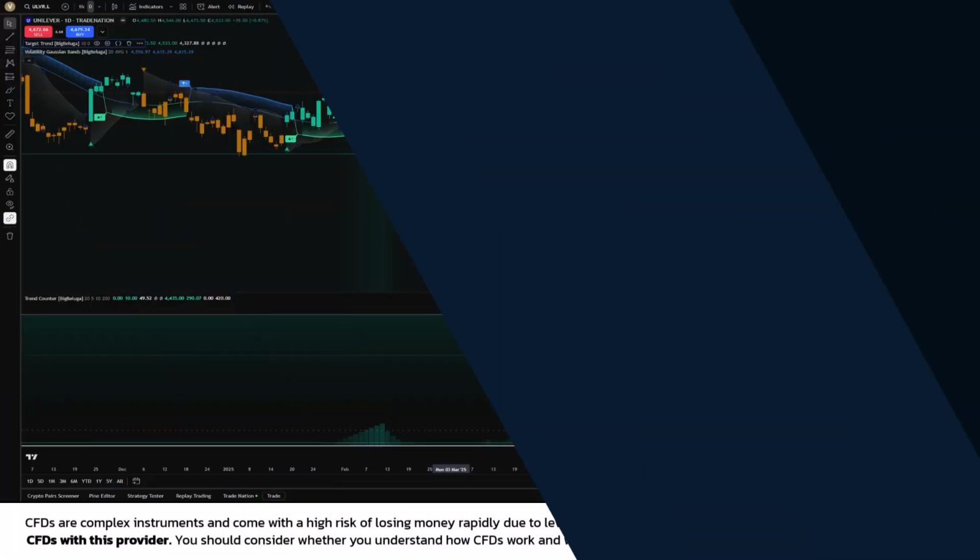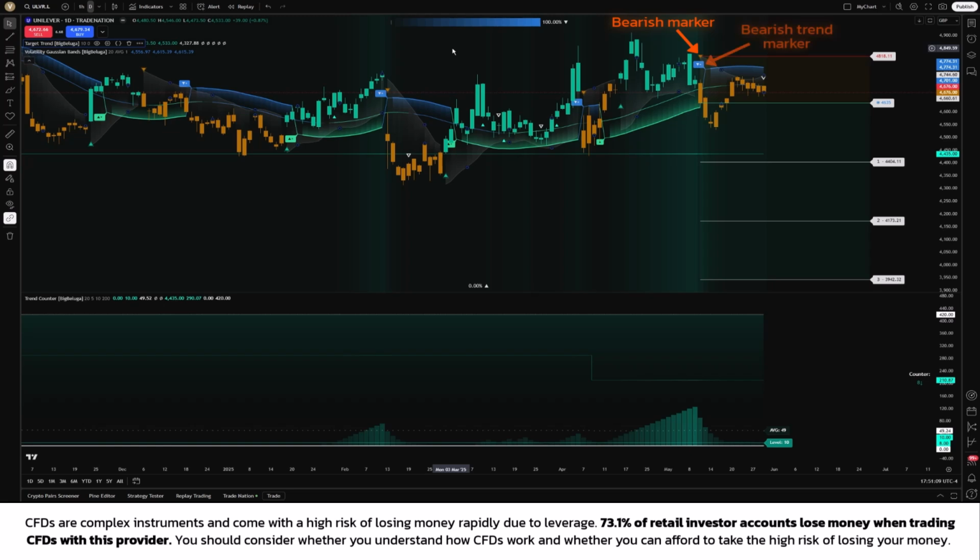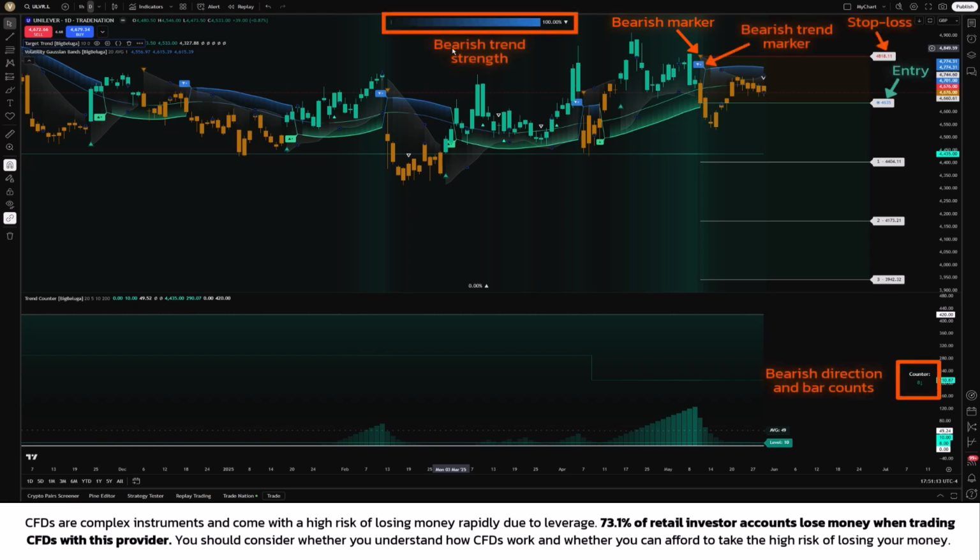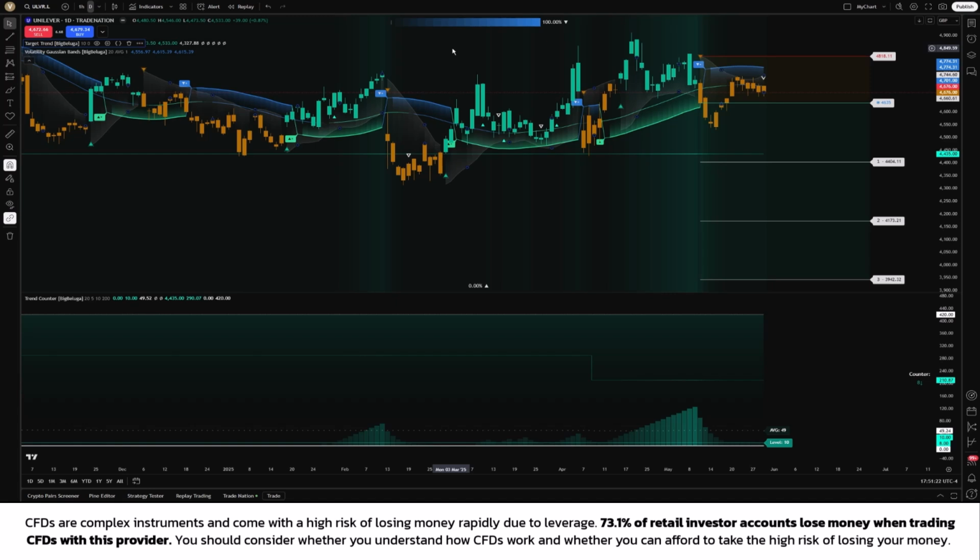In summary, the Target Trend Indicator offers a streamlined approach to trend trading by integrating entry, target, and stop-loss management into a single visual tool. Its adaptability and clear visual cues can aid traders in making informed decisions, especially when used in conjunction with other analytical tools.